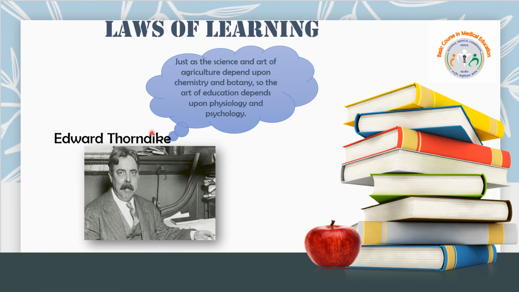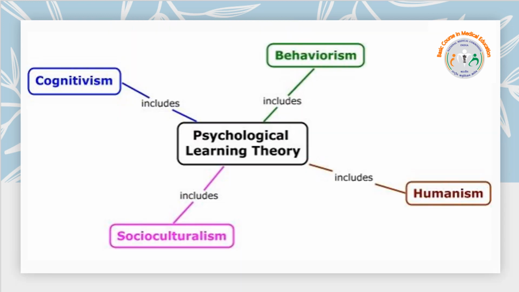Now Edward Thorndike has elicited some laws of learning. He told that just as the science and art of agriculture depend upon chemistry and botany, so the art of education depends upon physiology and psychology. So psychologically, we have some theories of learning. Psychological learning theory has four different components. One is cognitivism, second is behaviorism, third is humanism, and the fourth is socio-culturalism.